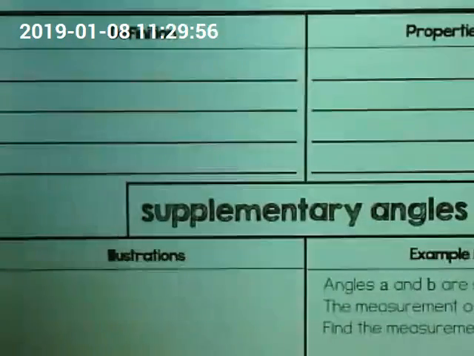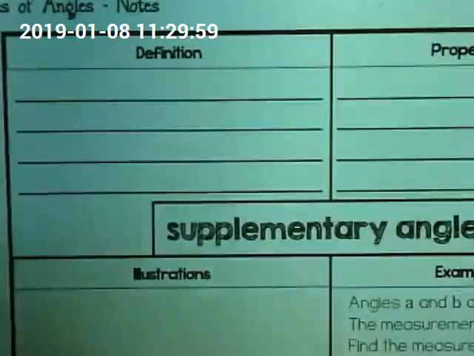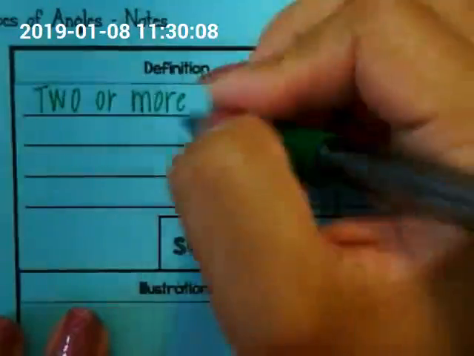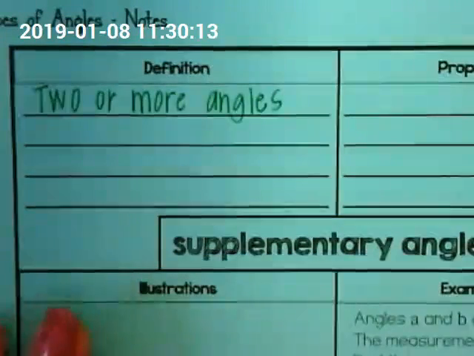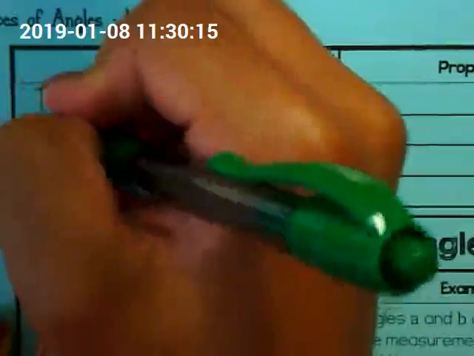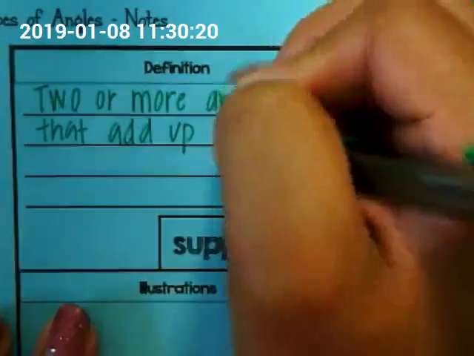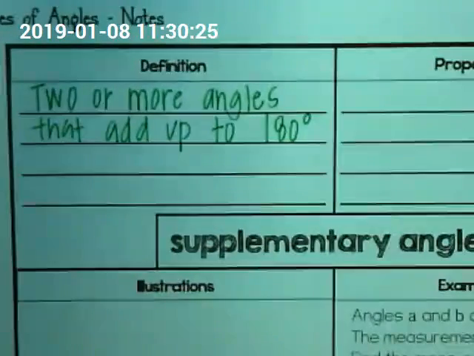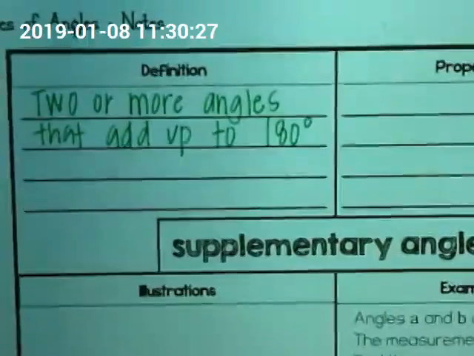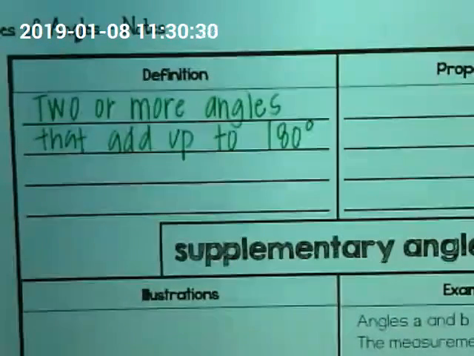All right, supplementary angles are two or more angles that add up to 180 degrees. Two or more angles that add up to 180 degrees.